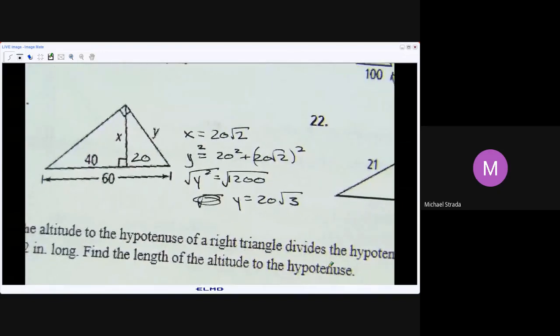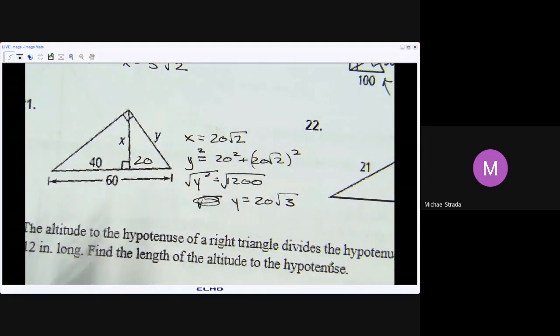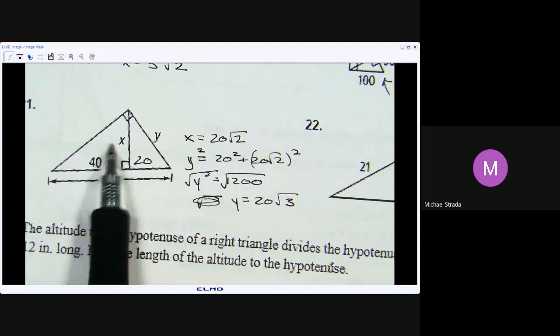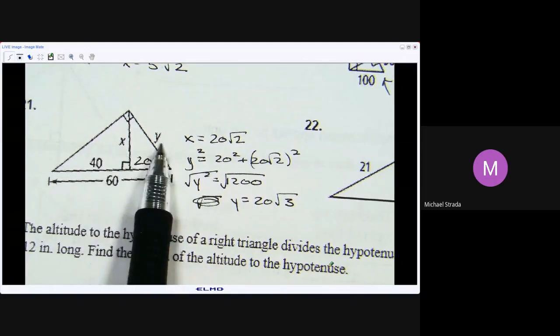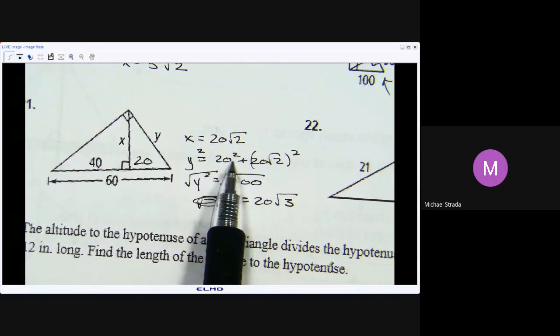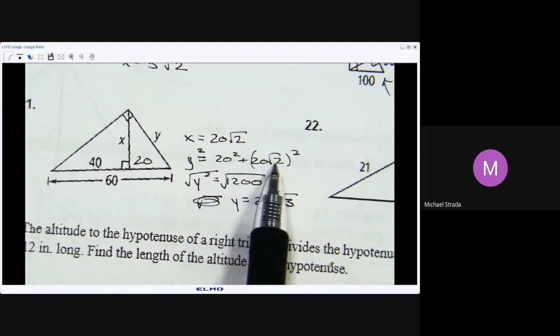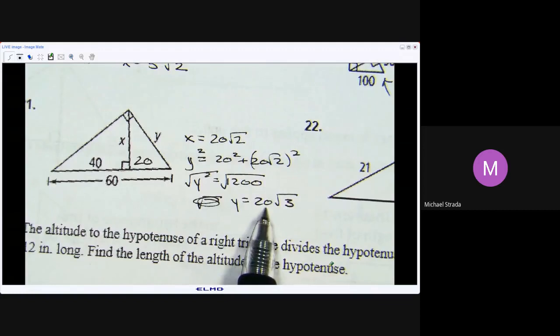All right, 21: x equals 20 root 2, y equals 20 root 3. Everybody good with those? Everybody's good with this being 20? 40 times 20 is 800. Square root of 800 is 20 root 2. That's the geometric mean, x. And then to get y, you can just use the Pythagorean theorem. 20 root 2 squared plus 20 squared. 20 squared is 400. 20 root 2 squared is 800. 400 plus 800 is 1200. Square root of 1200 is 20 root 3.